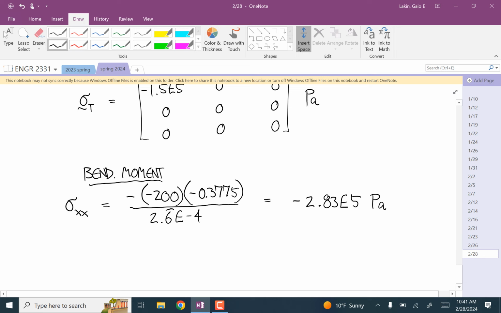Last time we got a value of negative 1.2 times 10 to the sixth. So this is a lot less stress due to bending, and we did that without changing the amount of material we had. We just changed the way it was oriented. Okay. So now the stress tensor due to bending is negative 2.83 times 10 to the fifth, 0, 0.